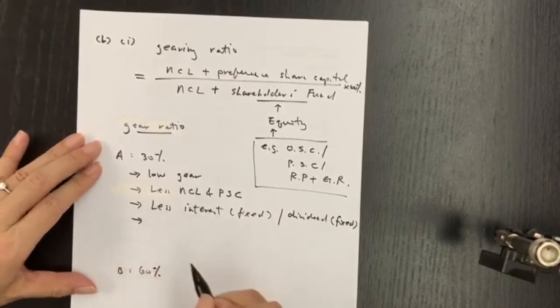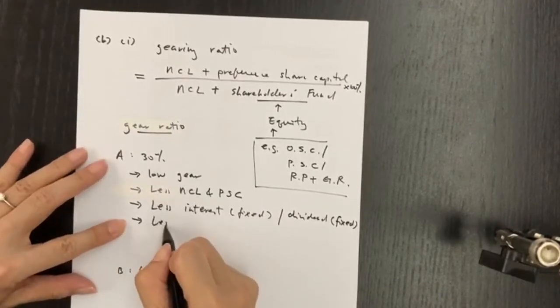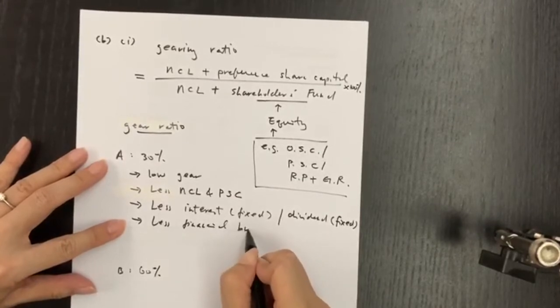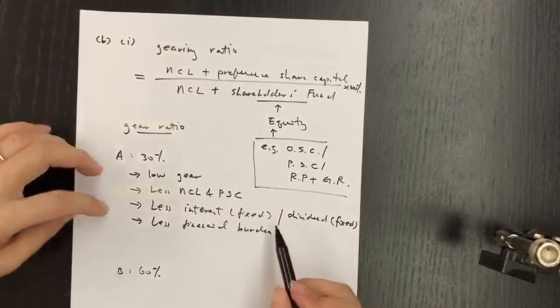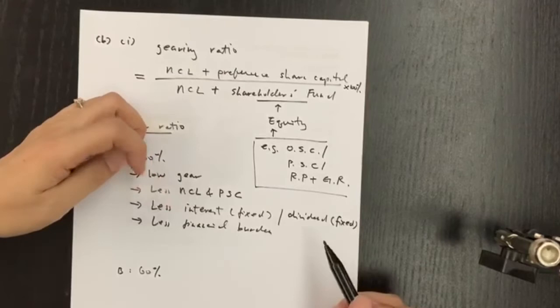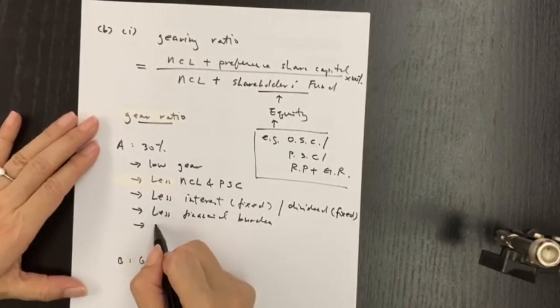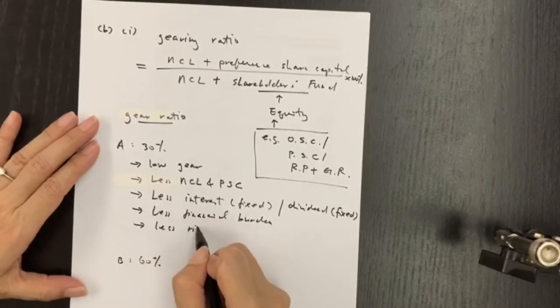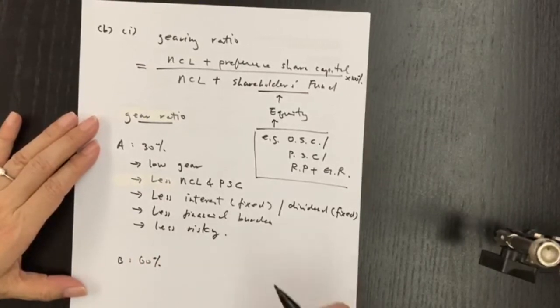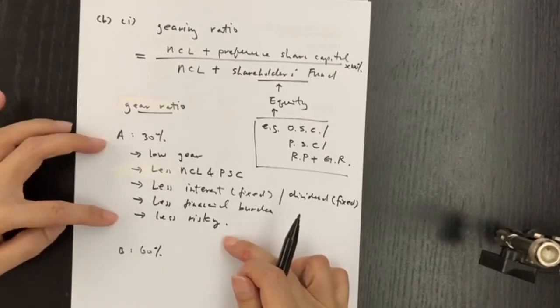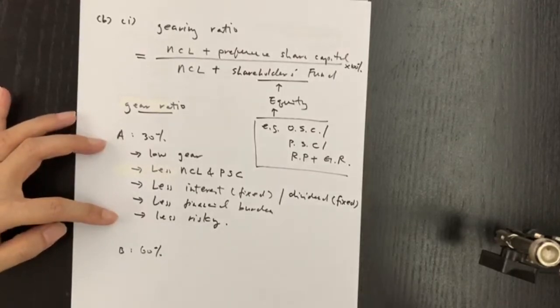Okay, so what do you think? Therefore, company A has less financial burden to pay this fixed interest and fixed dividend, right? So this is a good thing because it is less risky if you invest your money in company A. So this is the meaning of gearing ratio.